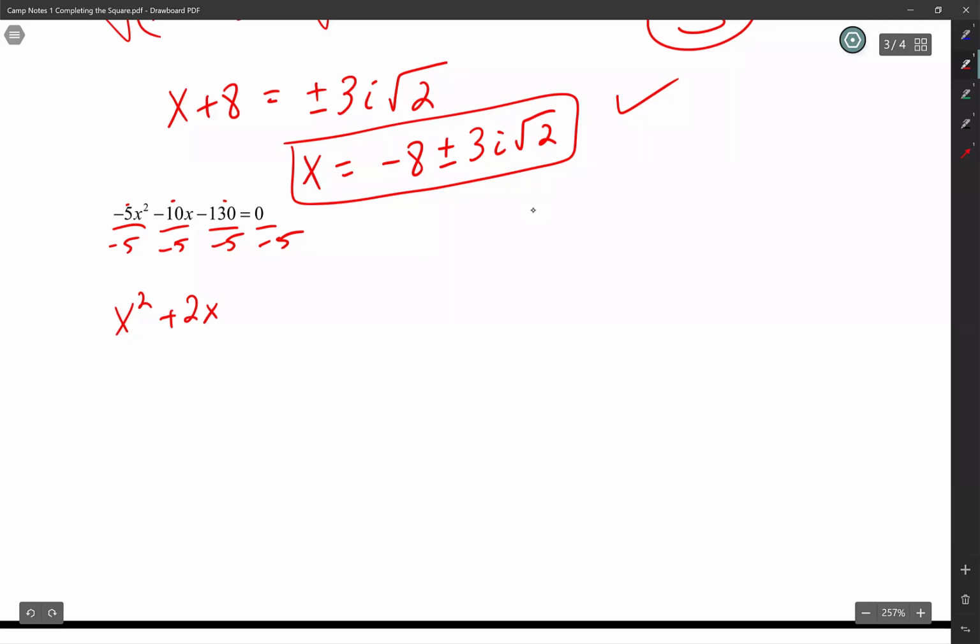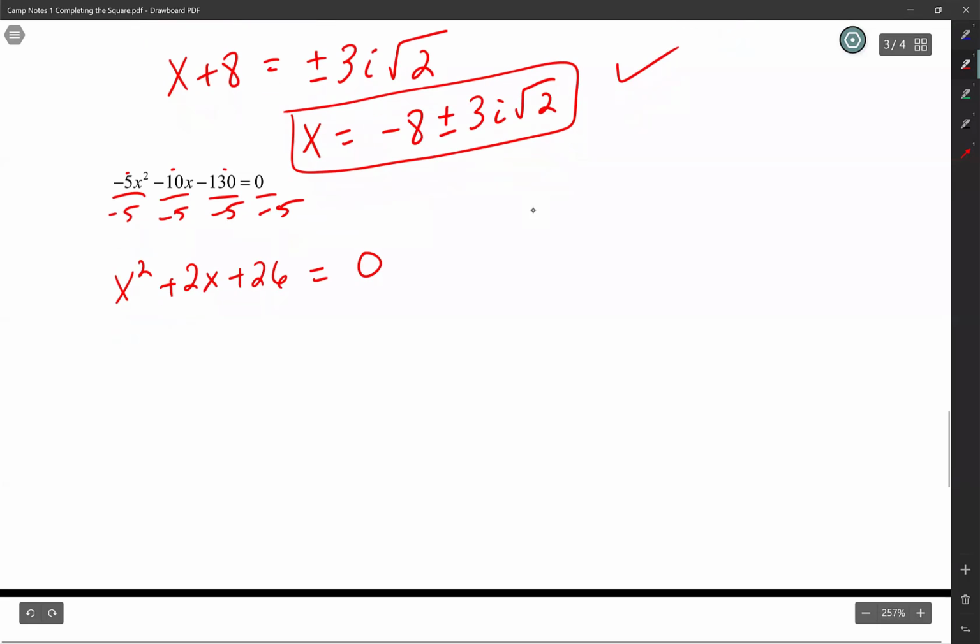Do I need a calculator for this one? Here's how I do it. 5 times 10 is 50, so that means 5 times 20 is 100. And then I still have that 30, right? So 5 times 6 is 30. So 20 plus 6, that's 26. So plus 26. See, we don't need a calculator.